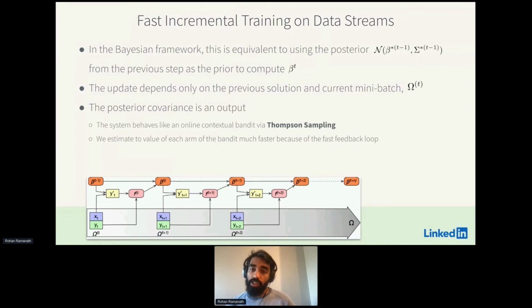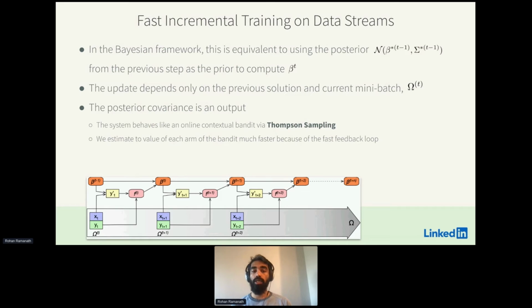Now, what this means in a Bayesian context is this is equivalent to using the posterior at time t minus 1 as the prior to compute the solution to time t. And this way we get rid of all our dependence on the previous data. Now, since we have the posterior covariance also in the output, instead of using just a simple scoring of the coefficients, we could sample from the solution using Thompson sampling. And now our entire system behaves like an online contextual bandit. So that's another use case for this. Apart from the typical recommender system application, you could also use this as a multi-arm bandit with a really fast feedback loop.